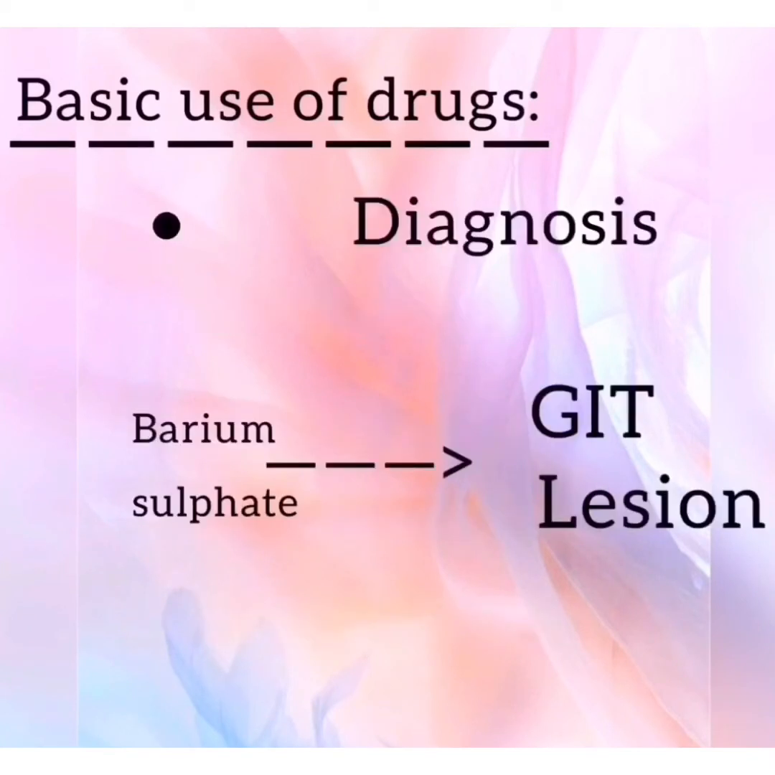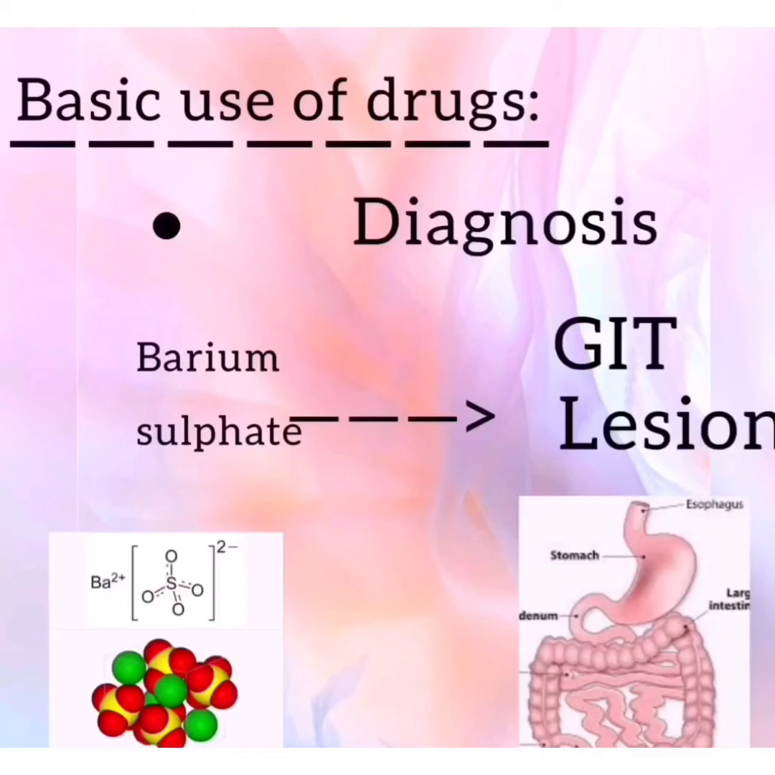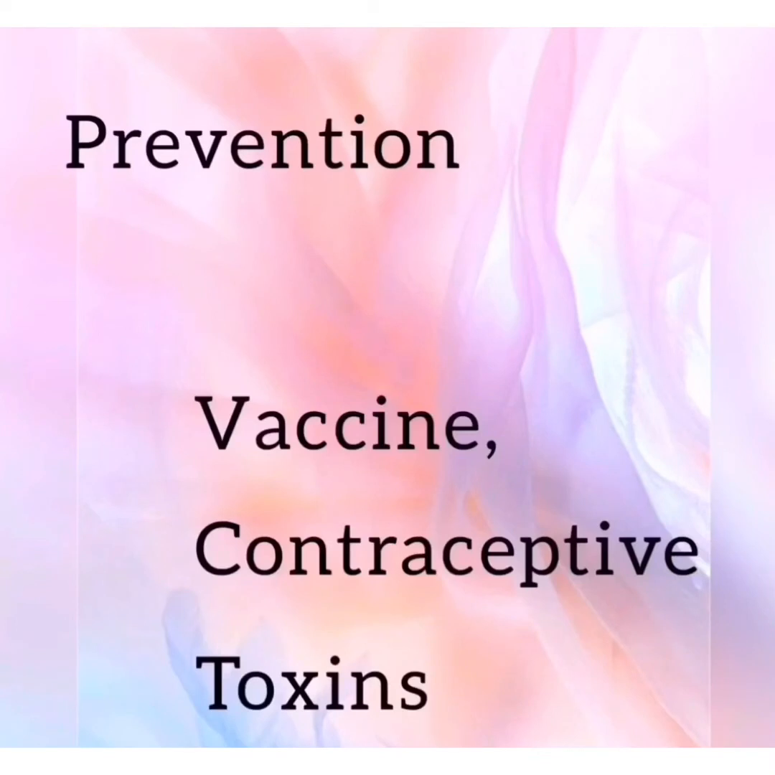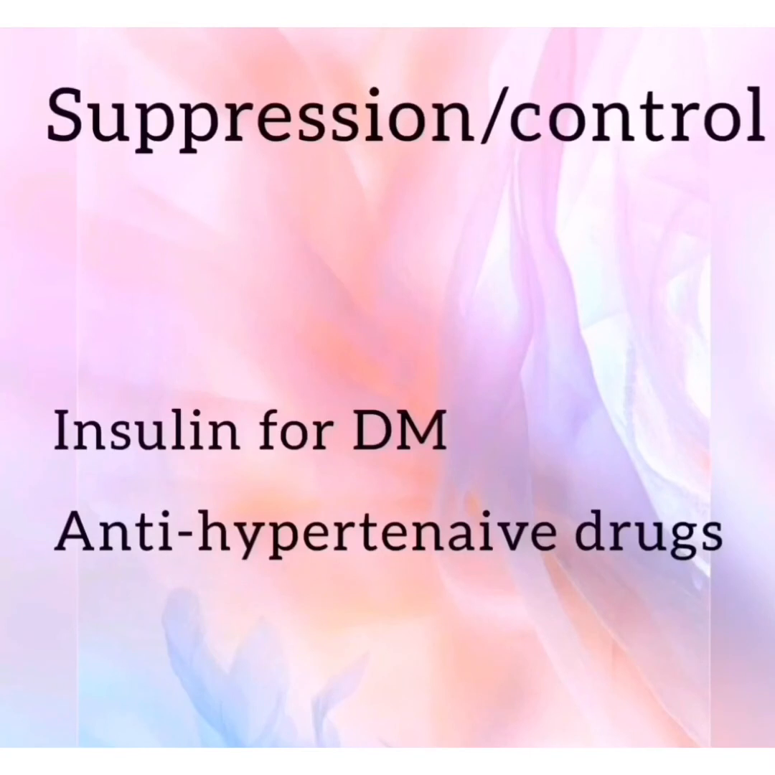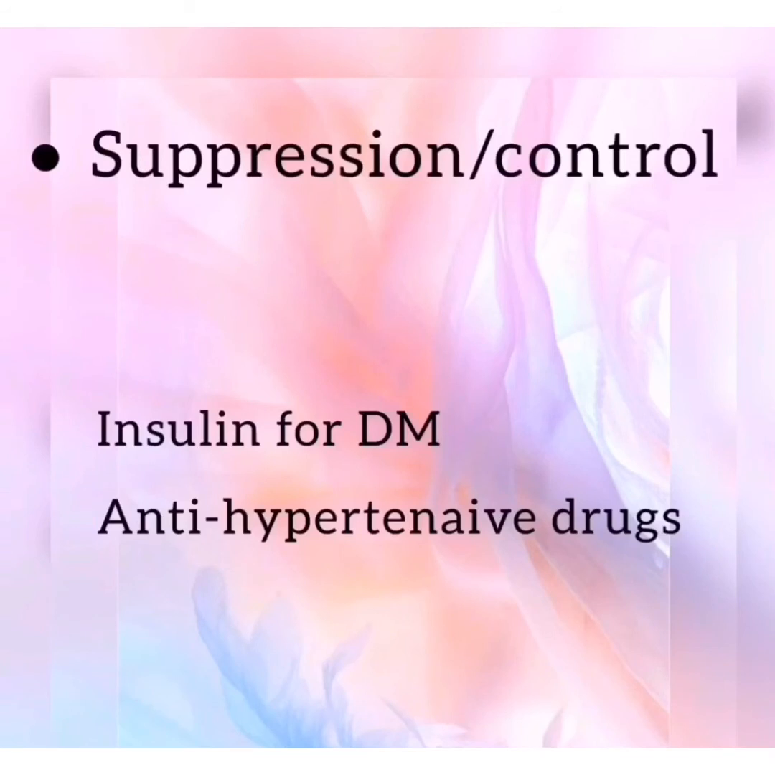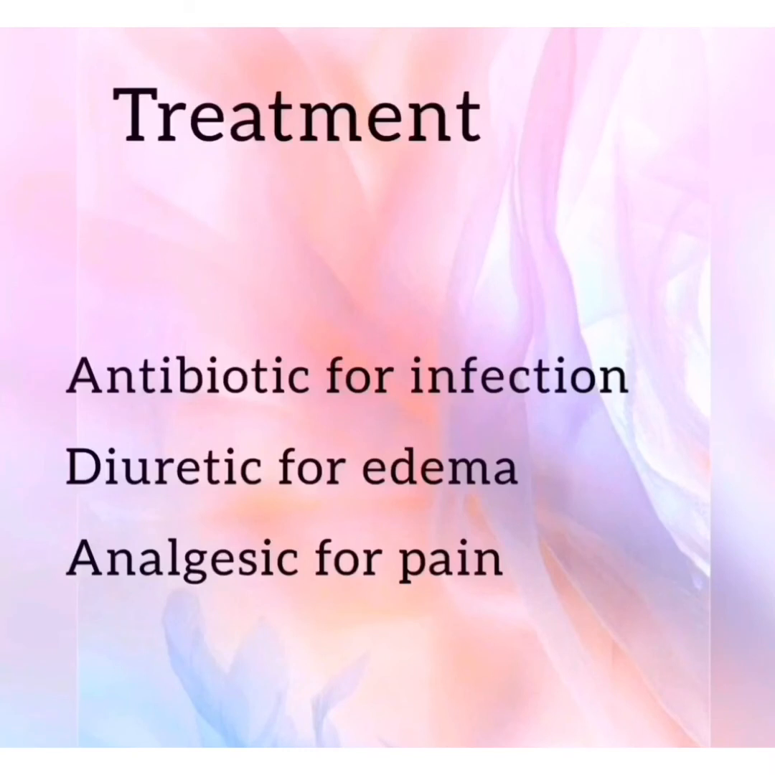For example, in case of diagnosis, we use barium sulfate to diagnose the GIT lesion, as you see here. Prevention, we use vaccine or contraceptive and toxin to prevent a disease or etc. In suppression and control, like insulin for controlling of diabetes mellitus and antihypertensive drugs to control hypertension. Treatment, we use antibiotic for treatment of infection, we use diuretic for edema and analgesic for treatment of the pain.